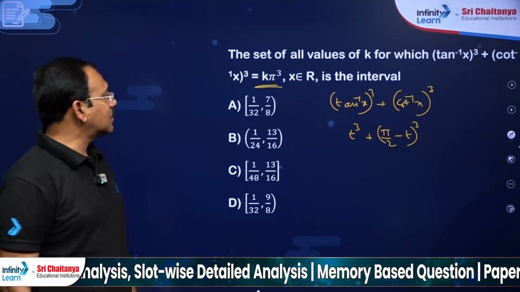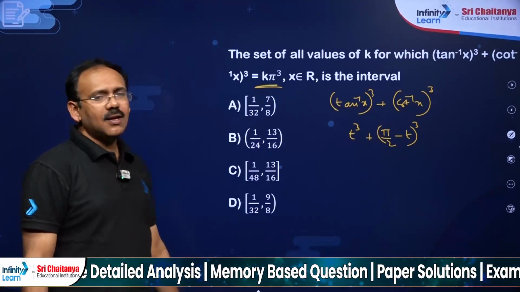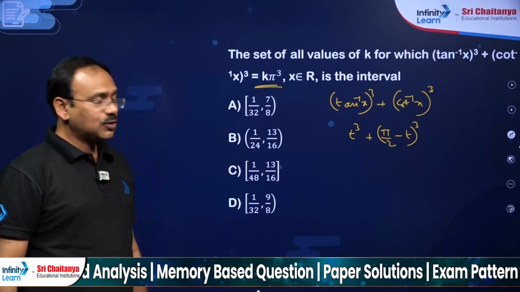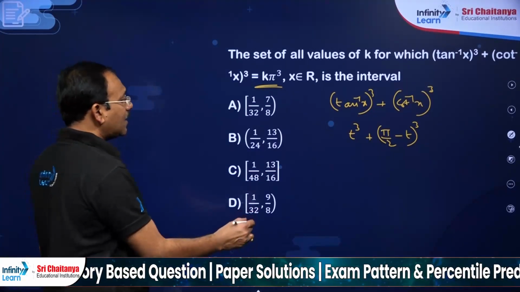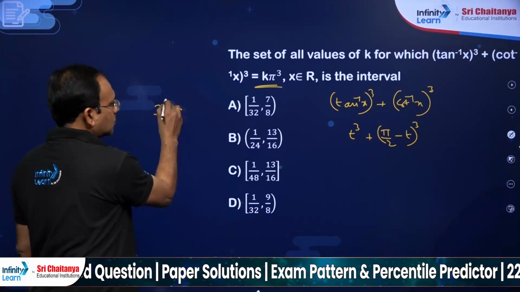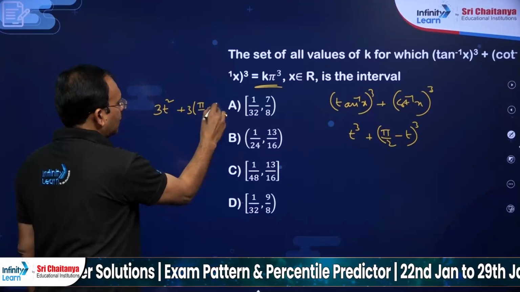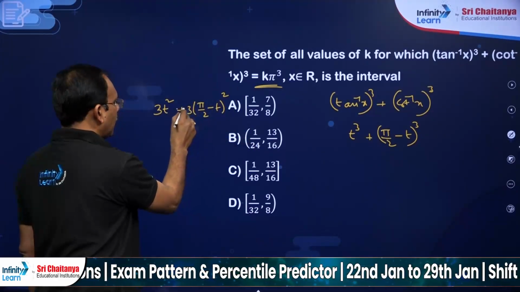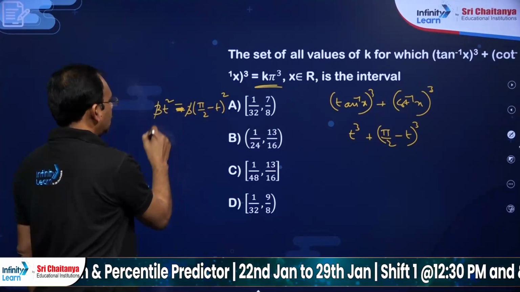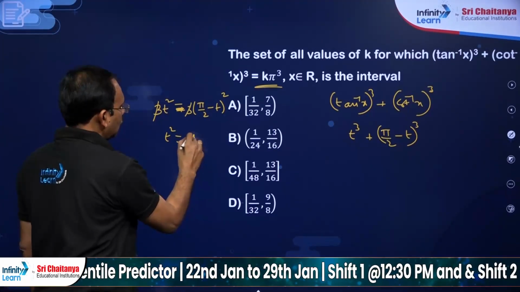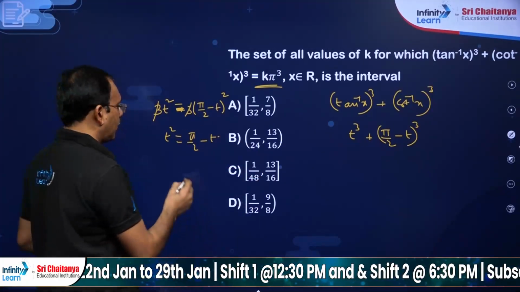You know the tan inverse x range. Did he mention anything about x? No. So x can be any real number. So dear students, what about the range of this particular expression? Take its derivative: 3t square plus 3 into (pi by 2 minus t) whole square into minus 1. This is the derivative. You see where the derivative becomes 0? Cancel these two. t square is equal to (pi by 2 minus t) square, one possibility.